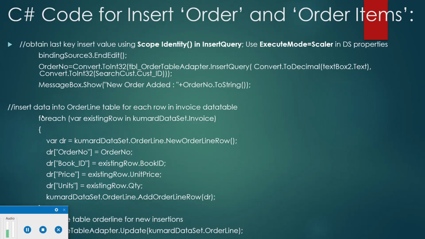This is the code that would insert the data into the order line table. So we obviously have to pick up each row, and we're going to pick up each row using a foreach loop, as you can see right here. For each, again, we're going to use the same var existingRow. This object name can be anything. It's an object type variable. It will store one particular row at a time, and the syntax is foreach existingRow in the dataset.invoice. Now here also you can actually use a row count as well.